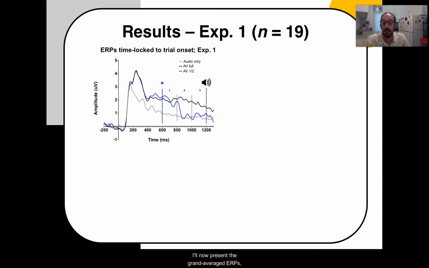I'll now present the grand average ERPs plotted positive up for experiment 1 for 19 adults. On the y-axis we have amplitude, and on the x-axis we have time in milliseconds, and these ERPs reflect the main effect of sensory condition over occipital electrode sites. The blue star denotes when the visual object started its occlusion, and our primary dependent measure was the mean amplitude from this point within 3 equally spaced 200 millisecond time windows.